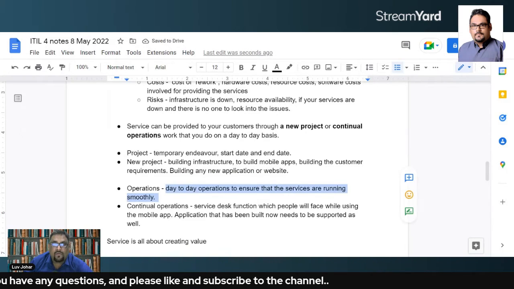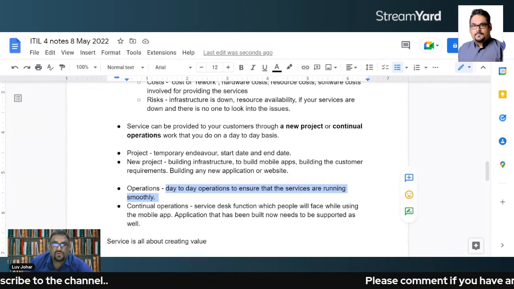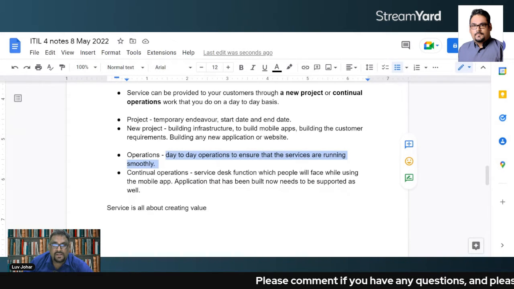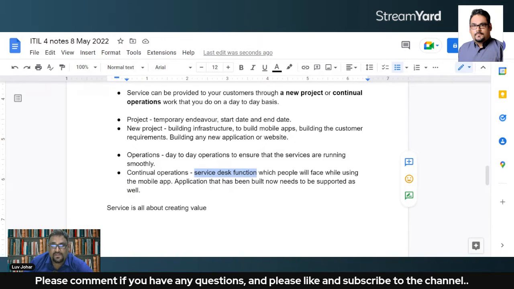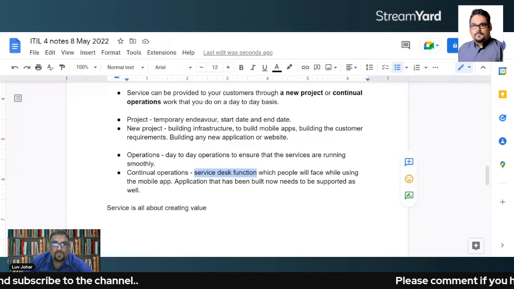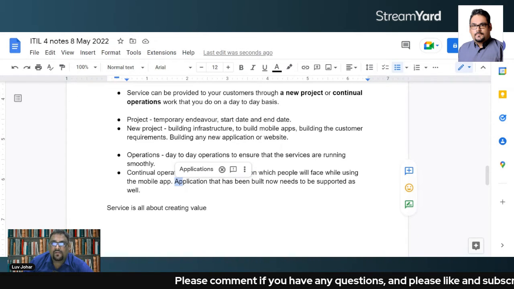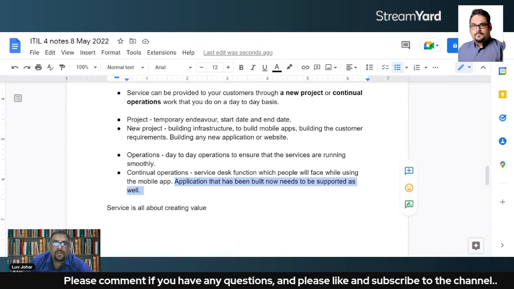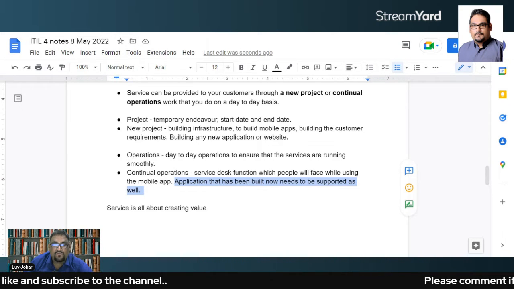On the other hand, operations are not temporary, these are always there. These are day to day operations to ensure that the services are running. For example, you have the service desk function, the help desk function, which people will always need, because they will always have issues with the hardware, with the software, with the technology that they are working with. There will always be some issues. And application issues can also be there. Application support needs to happen, because let's say you have created five applications, five pieces of software, but if you do not have anybody to support them, there would be chaos.